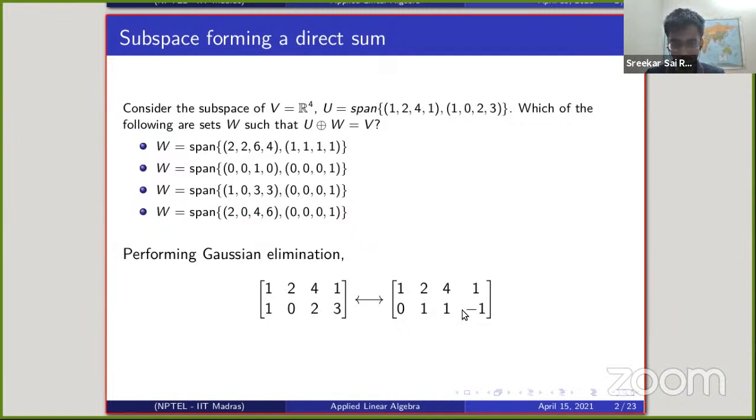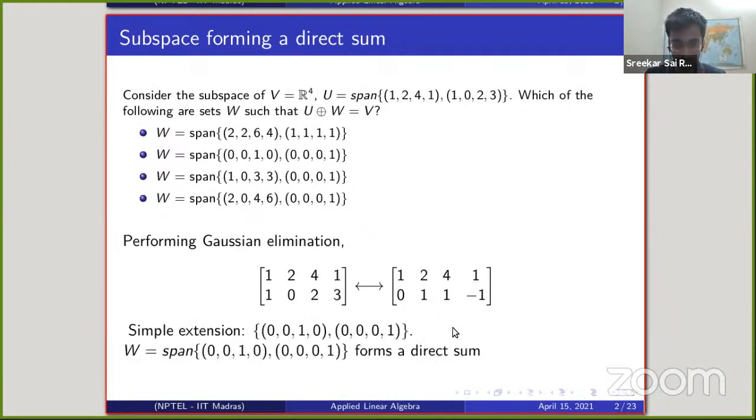Once we've done Gaussian elimination, we see that 0, 0, 1, 0 and 0, 0, 0, 1 is a simple extension to the basis. To make it obvious, there's no way that using the two vectors in this subspace you'll be able to form either 0, 0, 1, 0 or 0, 0, 0, 1. So these are clearly linearly independent of the two vectors that we already have. And because of the upper triangular nature of the matrix, we are sure that all of these vectors together form a basis for the vector space V.